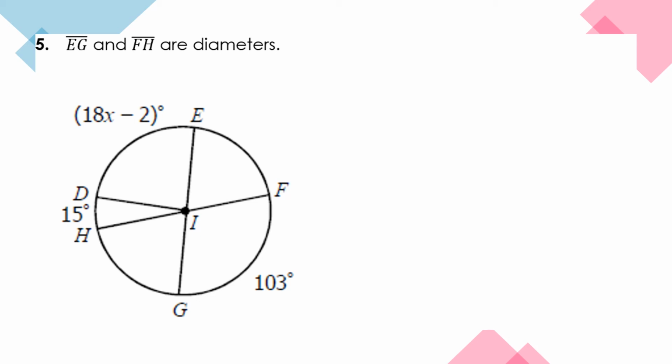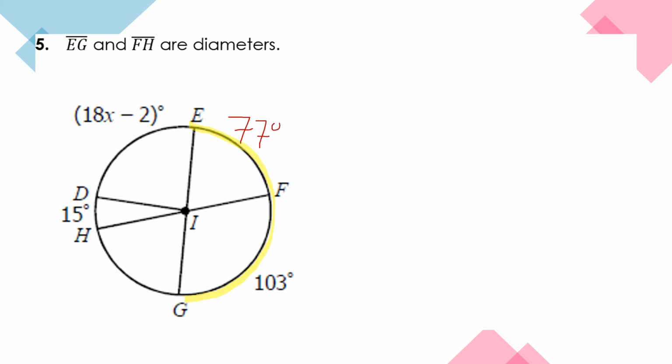So if EG is a diameter, that means that arc EFG, so this arc right here, would have to be 180 degrees. And so since we already know that FG is 103, if we do 180 minus 103, we'll get 77 for arc EF. So I'm going to go ahead and throw that on there. EF is going to be 77 degrees.